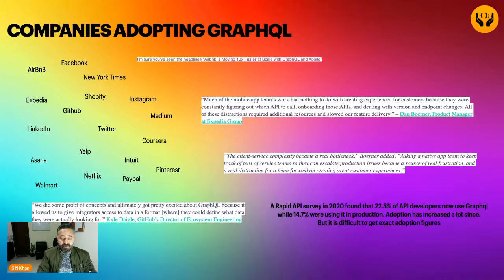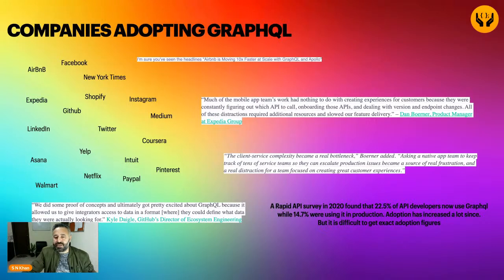And LinkedIn and GitHub, all of these companies are moving fast to GraphQL, and you must have seen it in the headlines: Airbnb moving 10x faster at scale with GraphQL and Apollo. So this is basically the new trend that everyone is really following, and there are reasons for this. So I would like to just quote Dan Browner here, who's a product manager at Expedia Group.